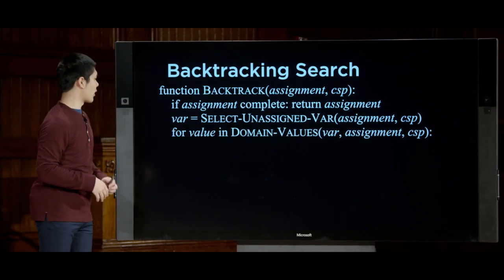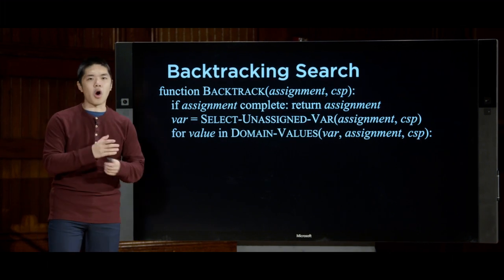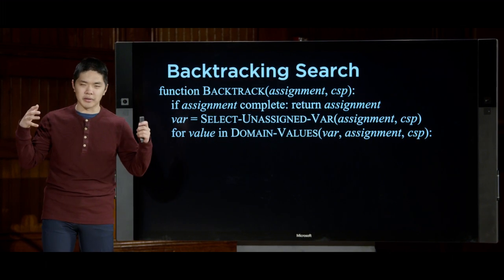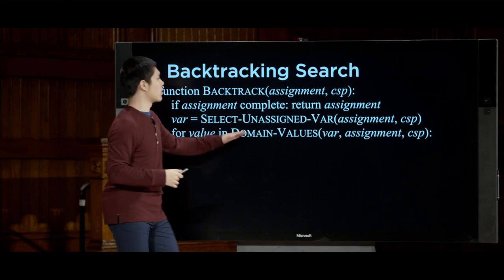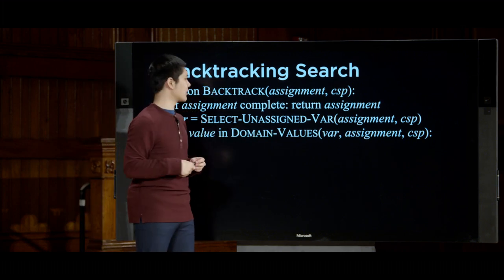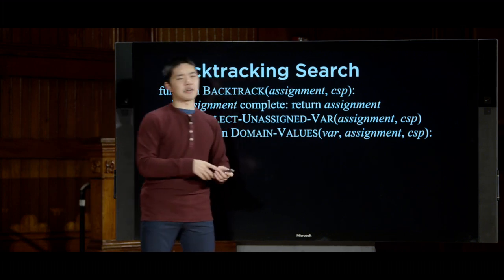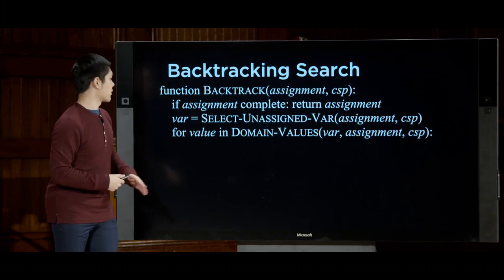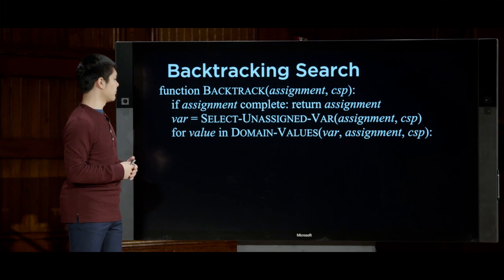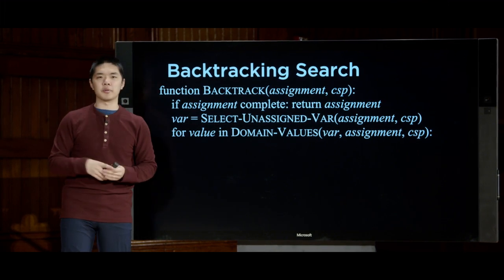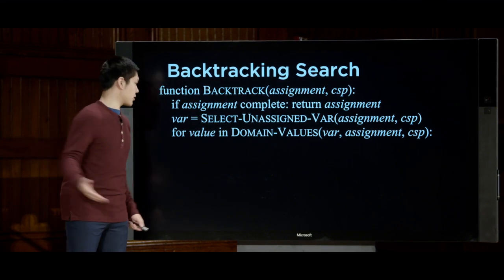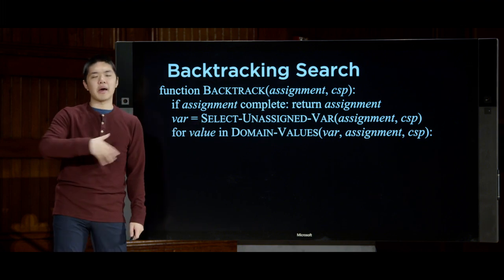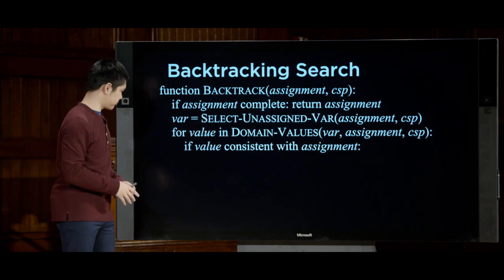And I'll go ahead and take that variable. And then I need to consider all of the values in that variable's domain. So we'll go ahead and call this domain values function. We'll talk a little more about that later. That takes a variable and just gives me back an ordered list of all of the values in its domain. So I've taken a random unselected variable. I'm going to loop over all of the possible values. And the idea is, let me just try all of these values as possible values for the variable.